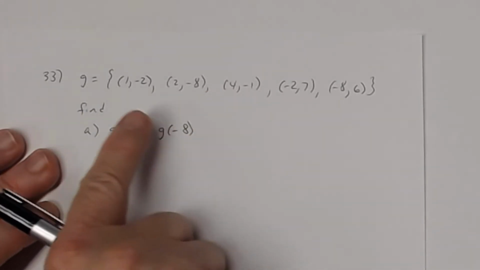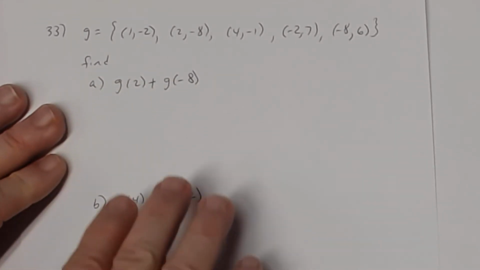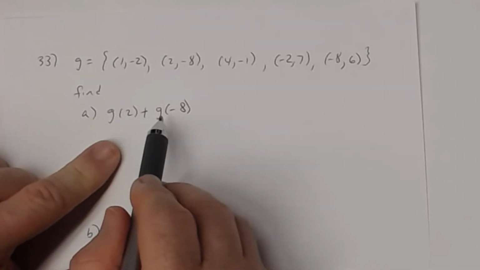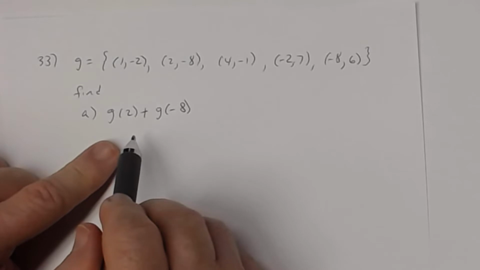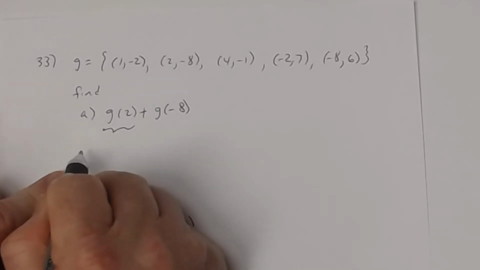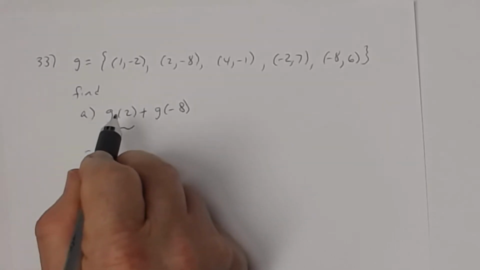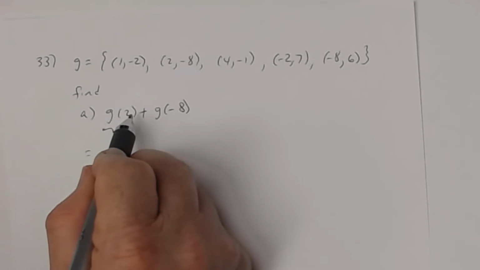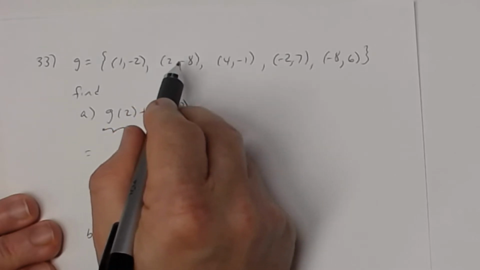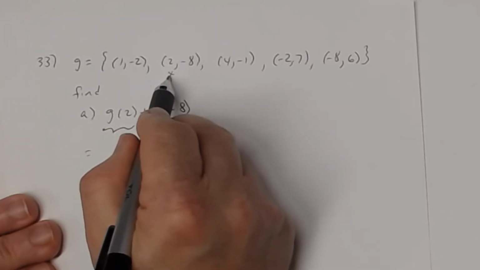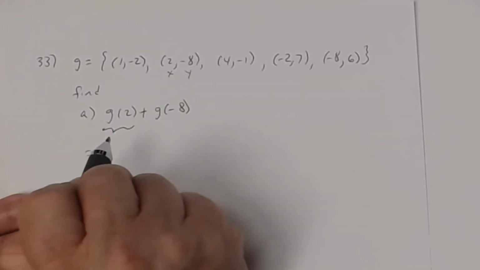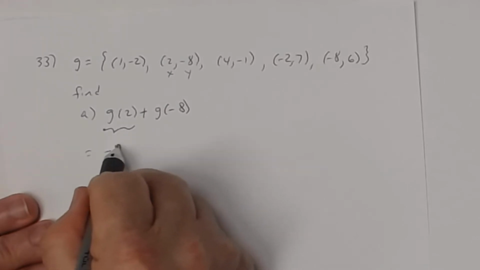What I want you to do though is determine these expressions here. So I want you to tell me what would be g of 2 plus g of negative 8. Well, it's not that difficult. It is very simple. You just got to remember what g of 2 means. G of 2 means what is the y value when x is 2? Well, when x is 2, you look over here and see where x is 2. There's where x is 2. So if x is 2, then my y value is negative 8. So g of 2 is negative 8.